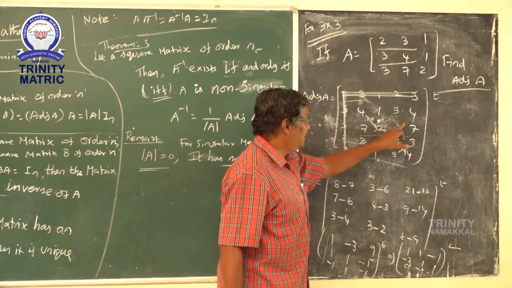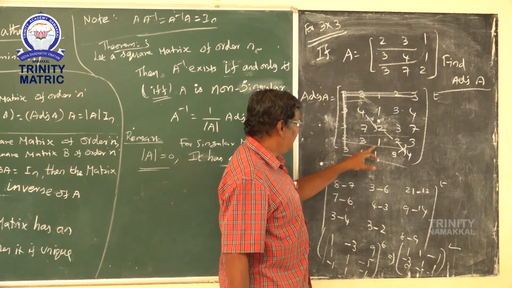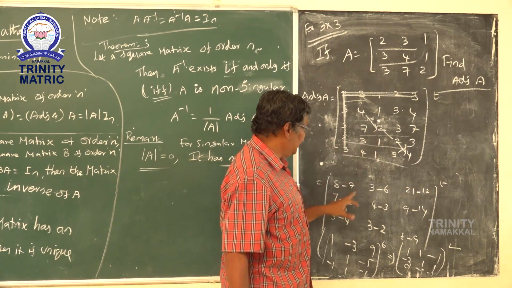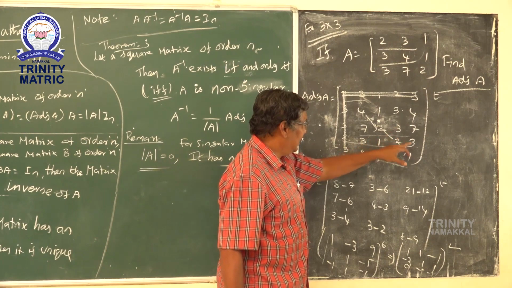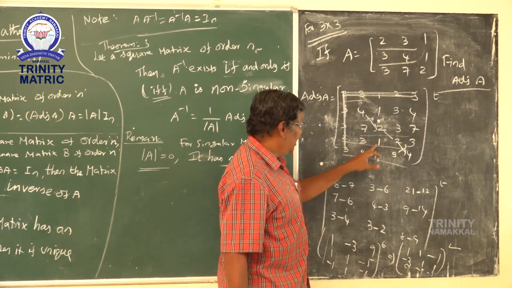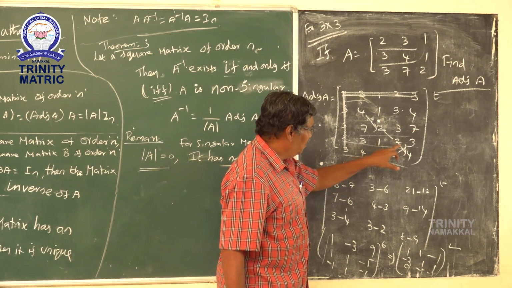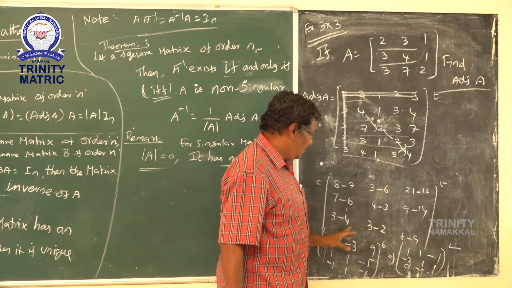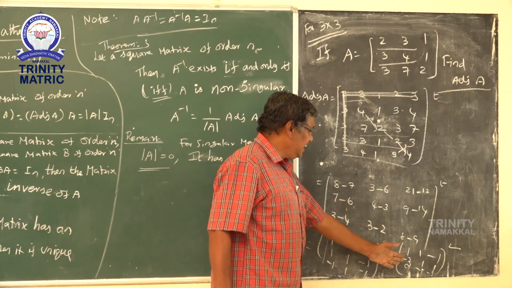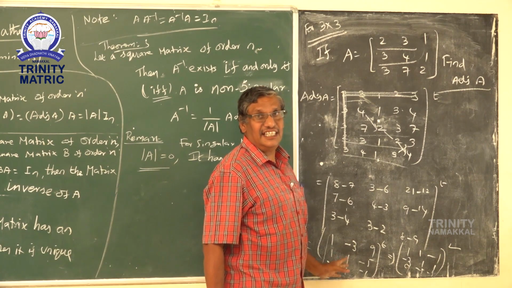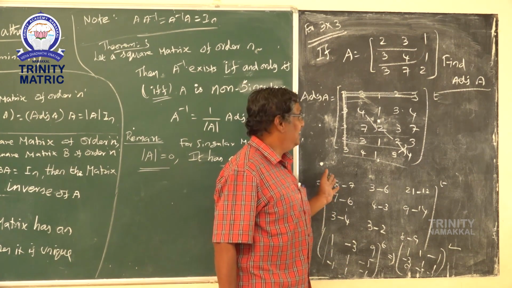3 7s are 21, 3 4s are 12. Like that, 7 1s are 7, 2 3s are 6. 4 minus 3, 9 minus 14. 3 minus 4, 3 minus 2, 8 minus 9. So if you transpose this value, we will get adjoint A. This is the way to find adjoint A.